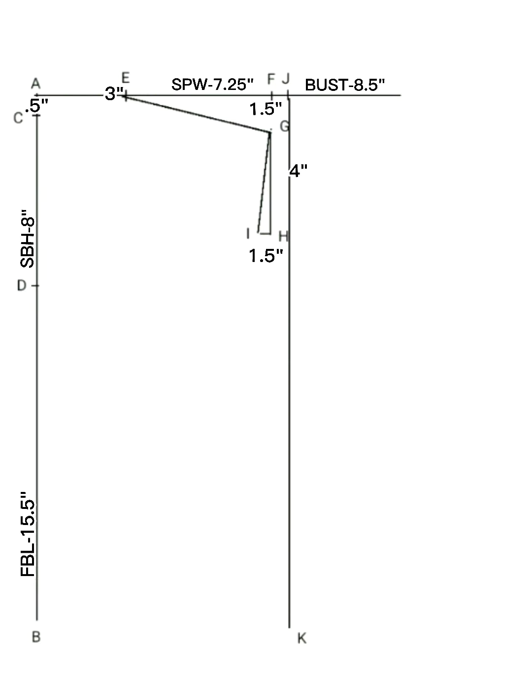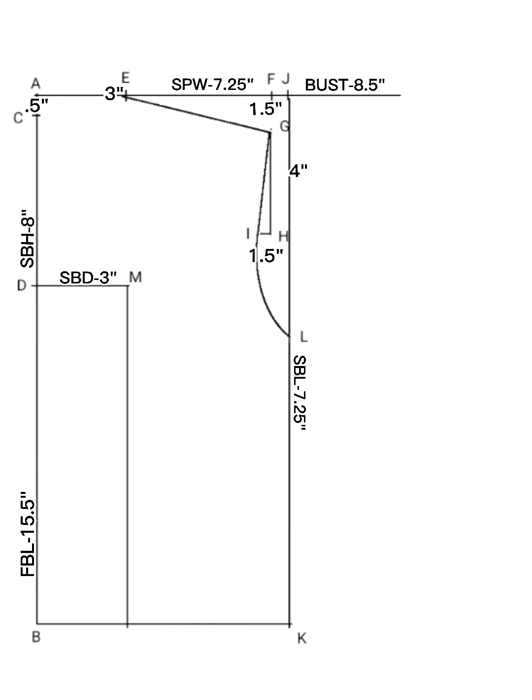Side body's length is 7.25. Connect I to L by using French curve. Point M now is your shoulder blade distance, which is 6 inches, divided by 2 is equal to 3. Extend the line to point N as your dart.